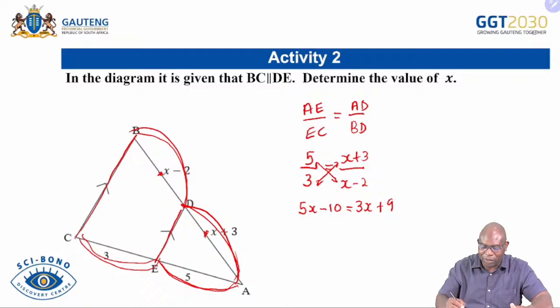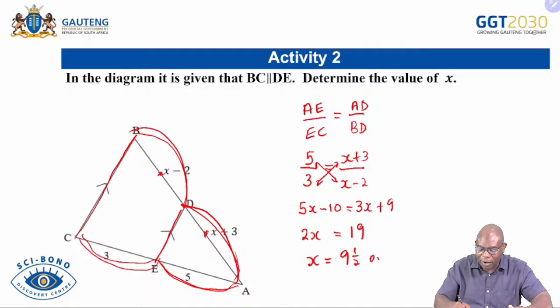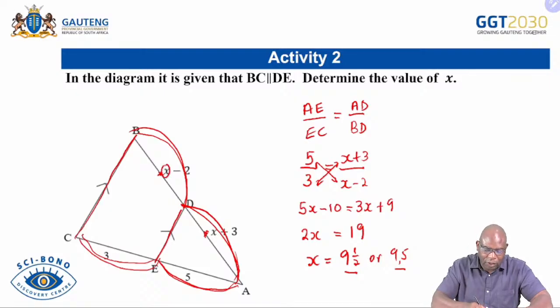Nice. So now, 3x, transpose it. 5x minus 3x will give us 2x. I transpose the 10 to the other side. I say 9 plus 10 will give us 19. And x will be equal to 19 over 2, or 9.5. I can write it as 9.5. You can write it in that form. So we know my x value is 9.5.